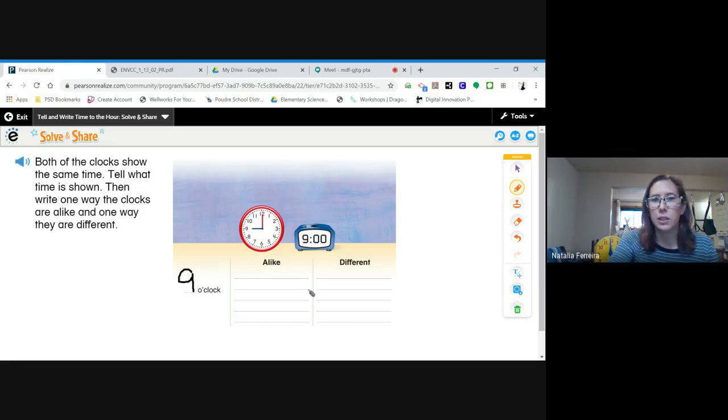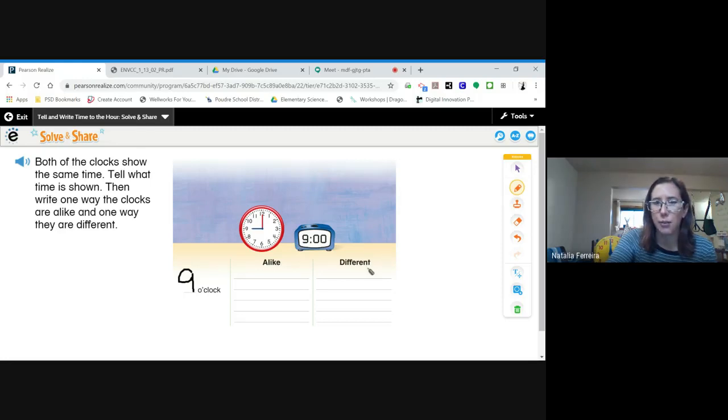Okay, now let's look to see how they are alike. What do they both have? What are they both showing? They are both showing us 9. See this one? The hour hand is pointing to 9. This one in the hour spot, it is 9. So they both have the number 9.